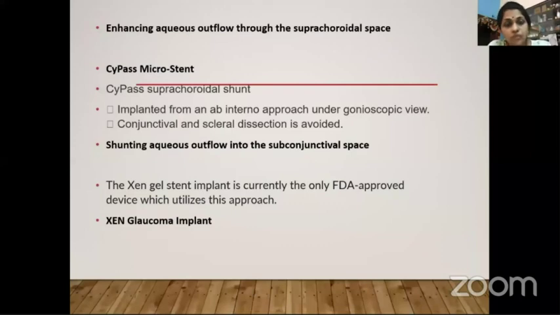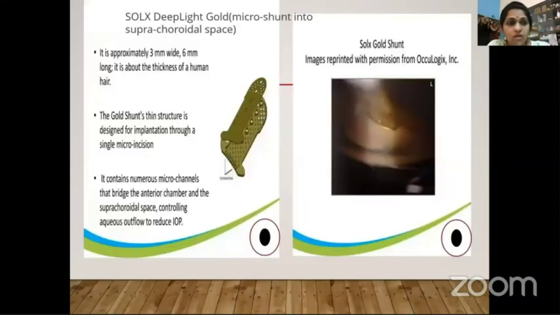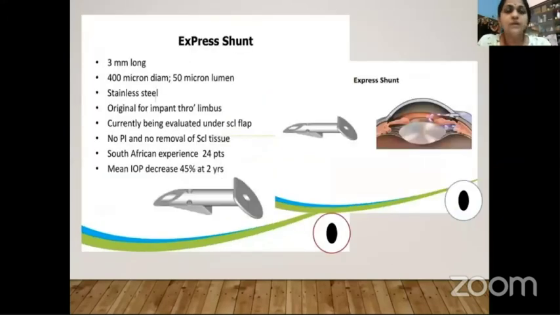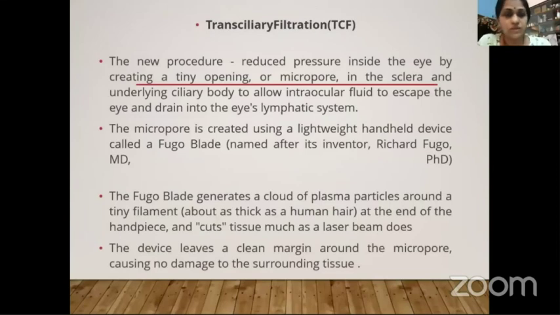Enhancing the aqueous outflow to the suprachoroidal space is the Cypass microstent, and to the subconjunctival space is the Zen glaucoma implant. These are the two. This is a DeepLight Gold Solx microstent where the drainage happens to the suprachoroidal space. It's a thin structure with a lot of perforations, as you see, which allows the aqueous humor to percolate. Then there's the Express shunt, which is also implanted through the limbus. This is another shunt that is used.